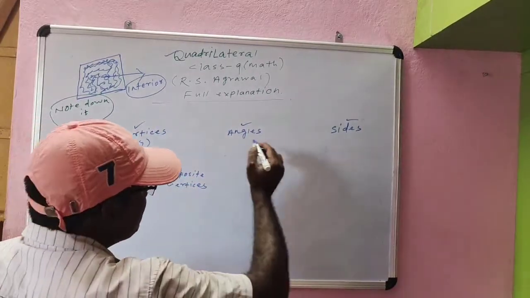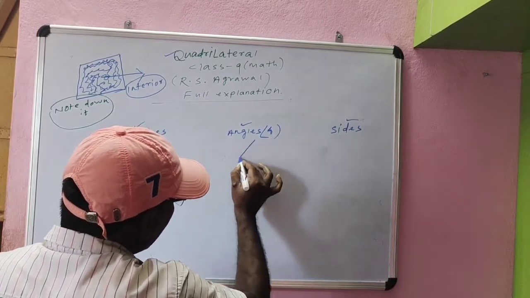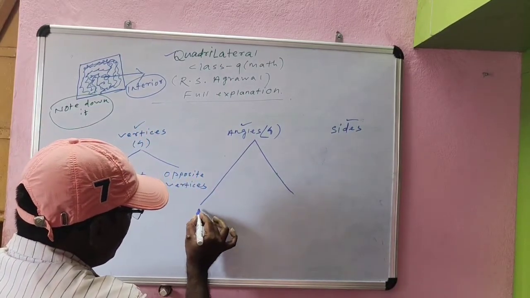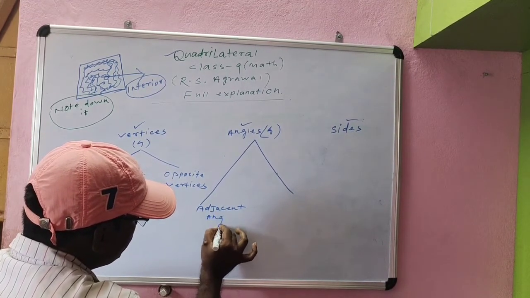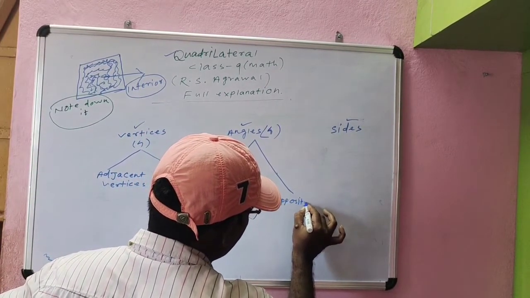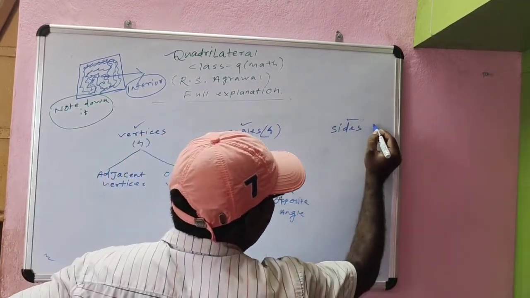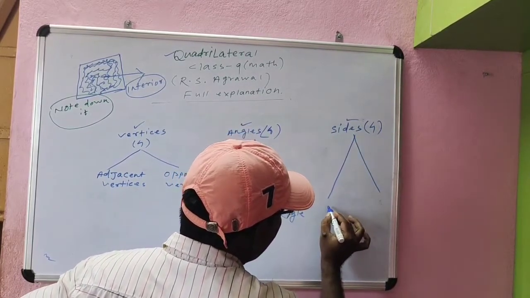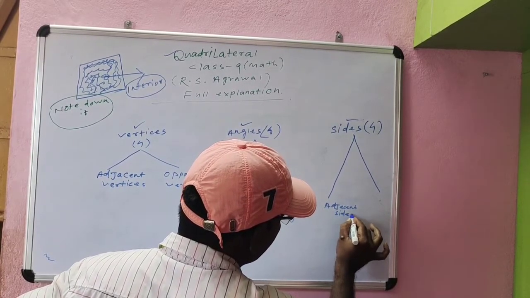Similarly, angles are also 4, and these 4 angles have been divided into 2 groups: one is adjacent angle and the other is opposite angle. Similarly, sides are also 4, and these 4 sides have been divided into 2 groups: adjacent side and opposite side.